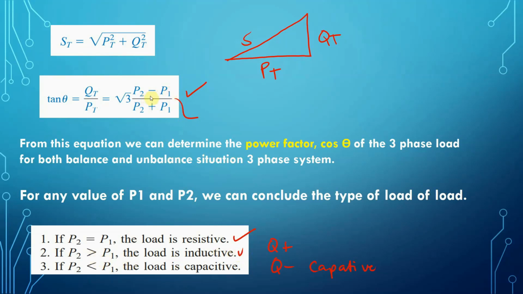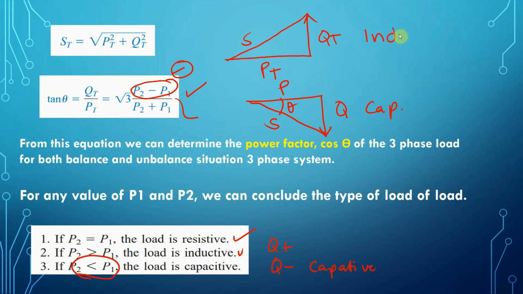If P1 is greater than P2, or P2 is less than P1, what will happen? This will give me a negative sign. If it is a negative sign, your power triangle will look like this: this one is Q, which is negative, and this is S, this is P, and this is theta. So if Q is going down, we have a capacitive load. And if Q here is going up, we have an inductive load.